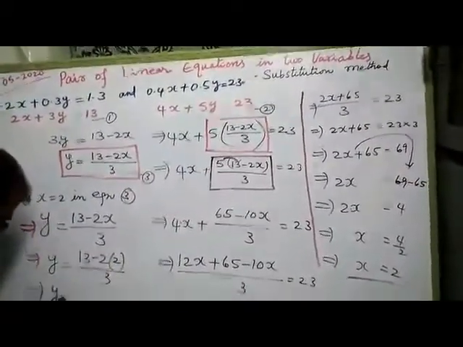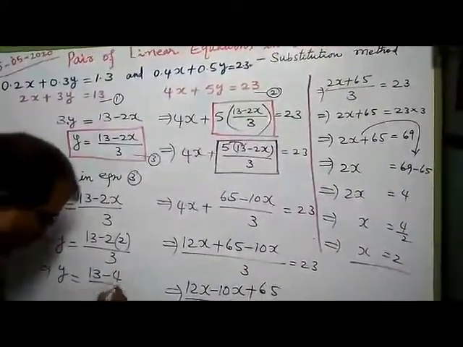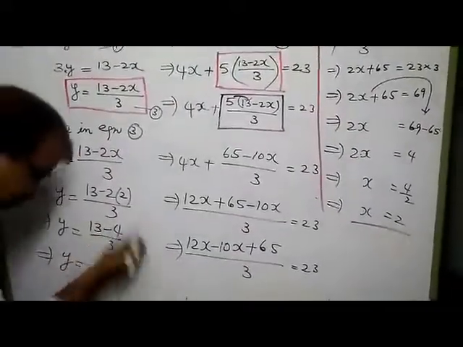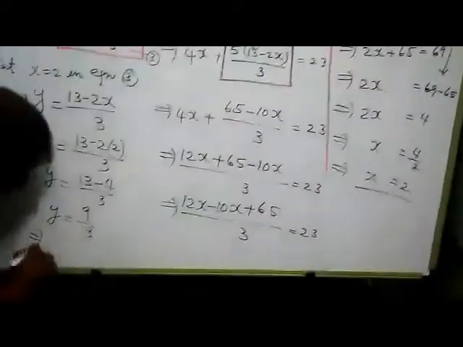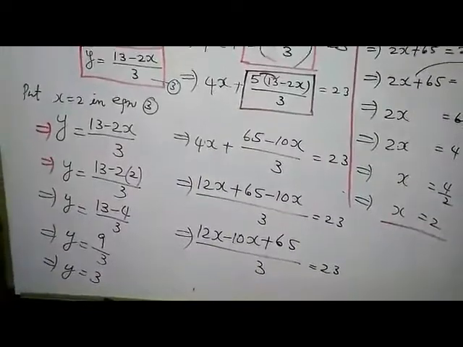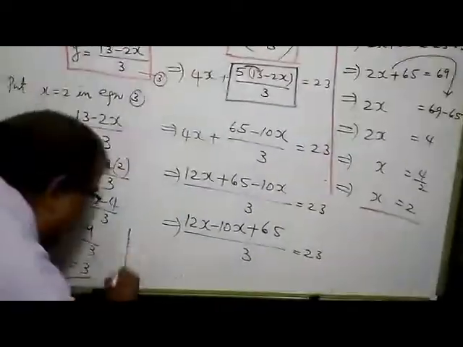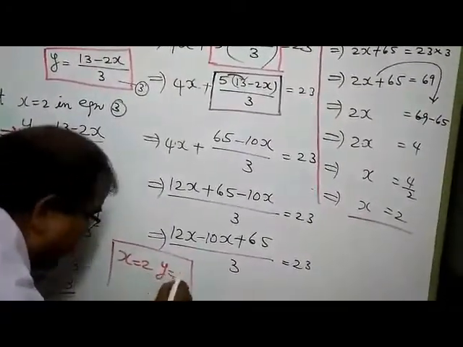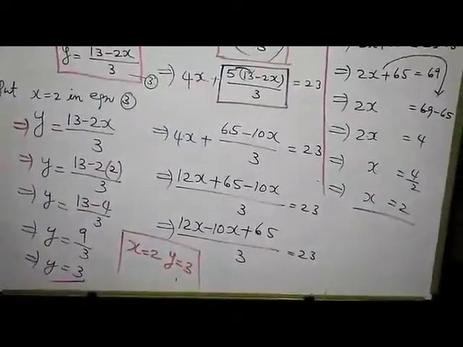That implies y is equal to (13 minus 2 twos are 4) by 3. That implies y is equal to (13 minus 4) is equal to 9, 9 by 3. That implies y is equal to 3. So this is the y value, that is the x value. Finally I got x is equal to 2 and y is equal to 3. This is one more solution: x is equal to 2 and y is equal to 3.